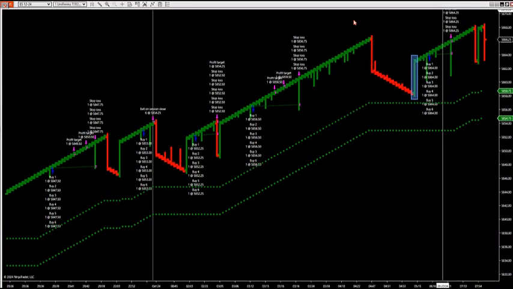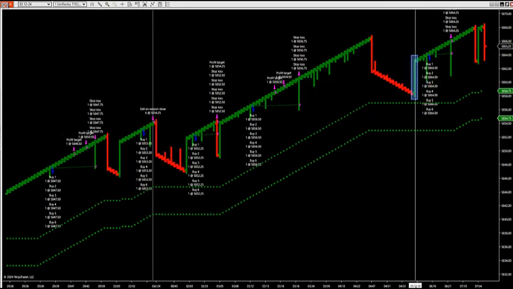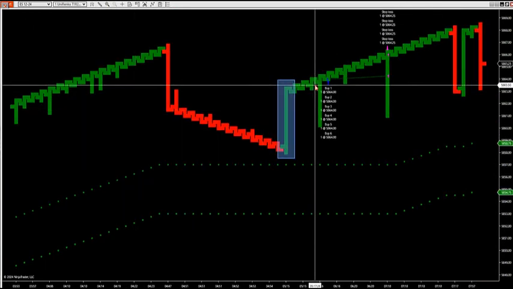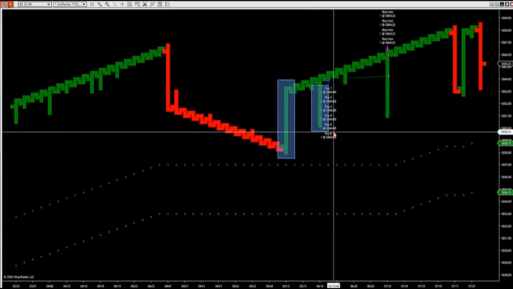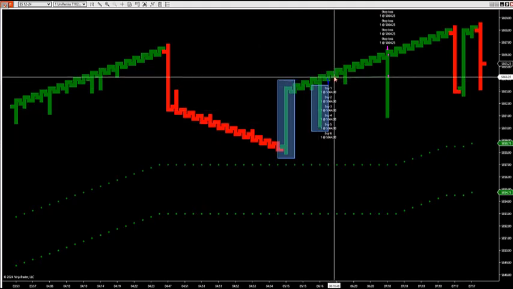What it's going to do is look for when you get a pullback in price against the overall trend. So we're green, trend's up, we got a V bottom.